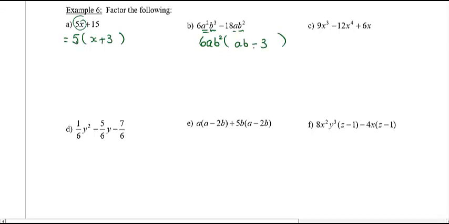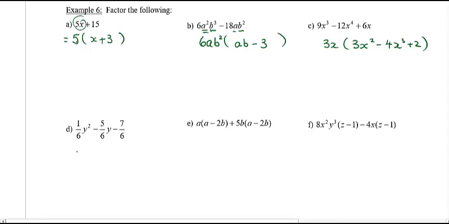Okay? You try C, please, on your own. Greatest common factor. 3x. Left with 3x squared minus 4x cubed plus 2. Did you get that? Nice, if you did. I'm thinking about D. It's kind of weird.